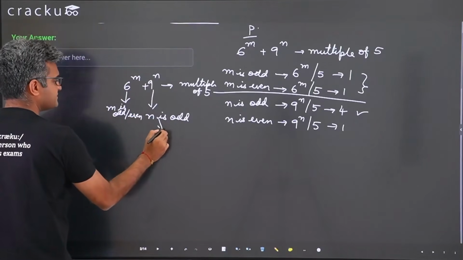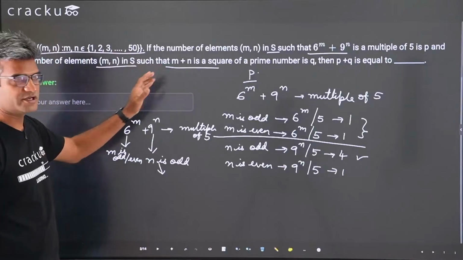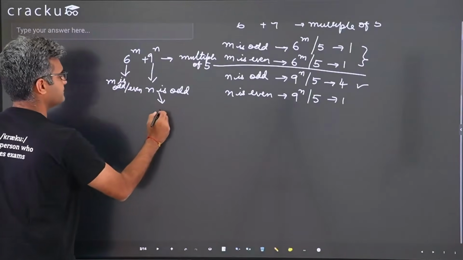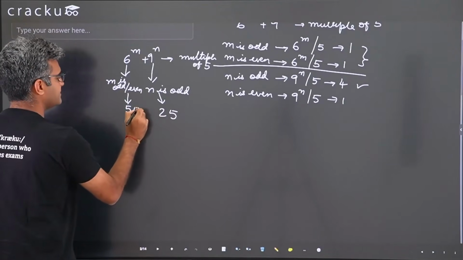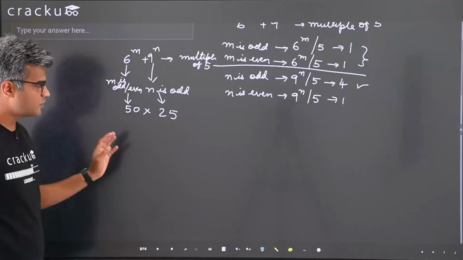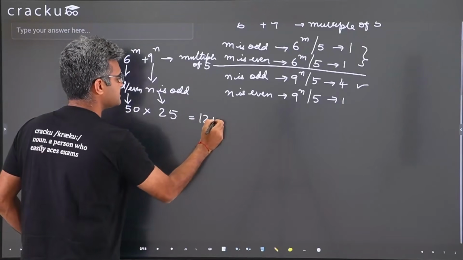The number of ways in which we can select n to be odd from 1, 2, 3, 4, dot dot dot till 50 is 25. The number of values m can take is 50. M can be any number. So the total is 50 into 25, which is 1250. This is the value of P.